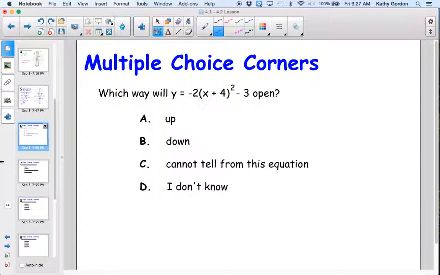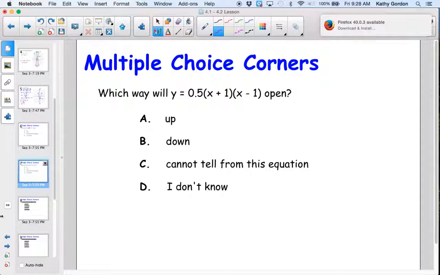All right, so we seem to have unanimous consensus that it should be B. It opens down. Amy, why did you choose B? Because the A value is negative. All right, so our A value is this -2, excuse me. And because it is negative, we should be opening down. Okay, pretty easy. All right, come to the middle. Next question.